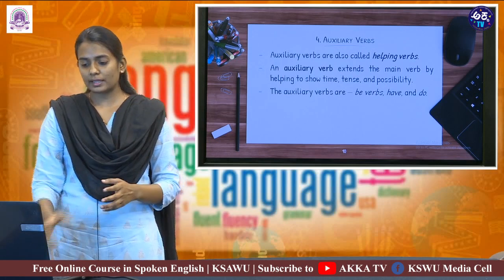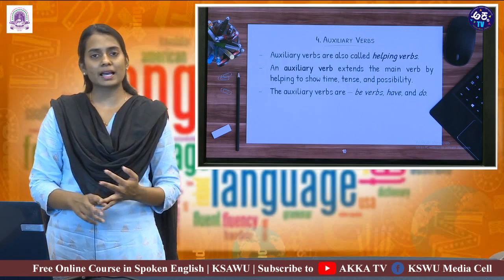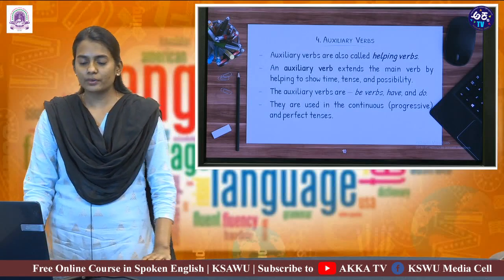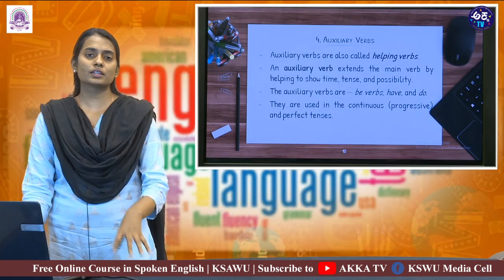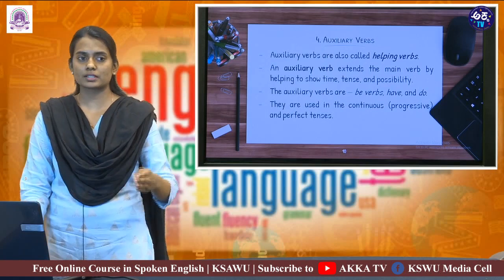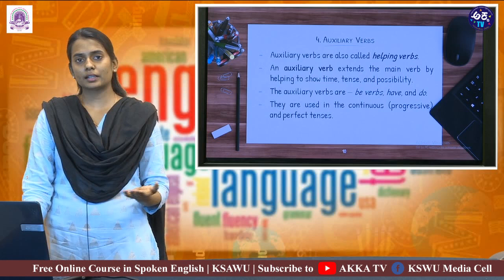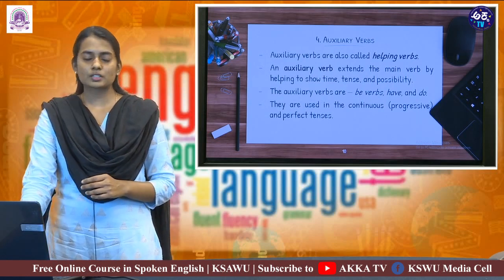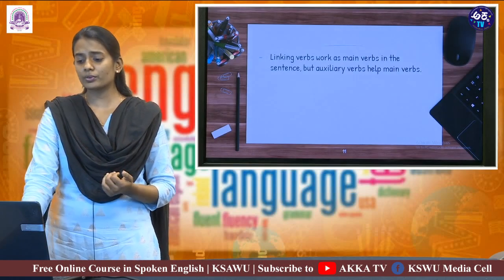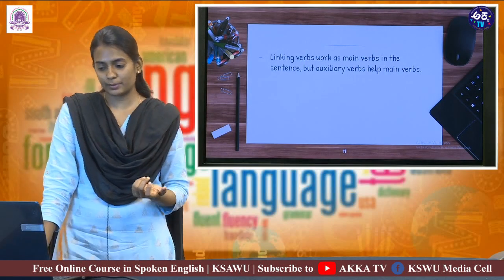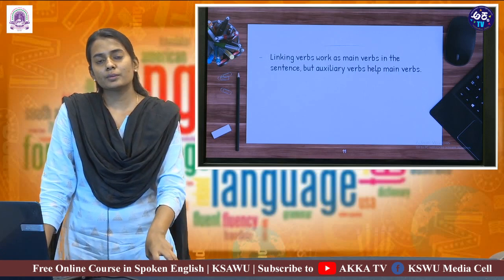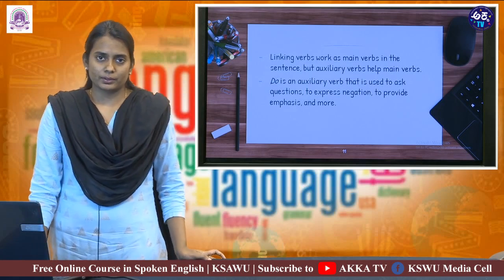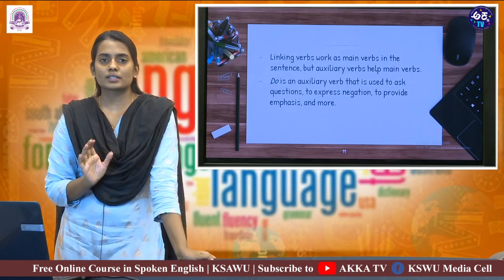Helping verbs are be verbs, have and do. They are used in continuous and perfect tenses. So these are used in continuous, meaning progressive, tenses, where something is still happening at that time, and in perfect tenses. Let's see the examples of auxiliary verbs now. Before that, linking verbs work as main verbs, while auxiliary verbs help the main verbs. Here, do is an auxiliary verb.